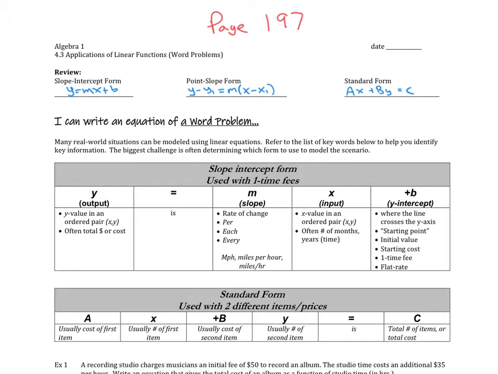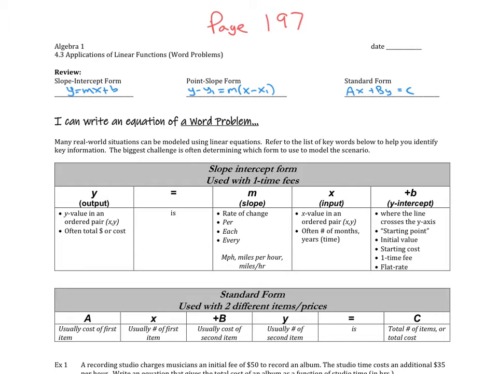There are these hopefully helpful charts at the top of the page, just some general references for what we're going to see in this section. I'm not going to talk through them all. You can look through it, but notice we have slope-intercept form, used with one-time fees. We have standard form, used with two different items' prices. These are the types of problems where you'll typically use slope-intercept form or standard form.